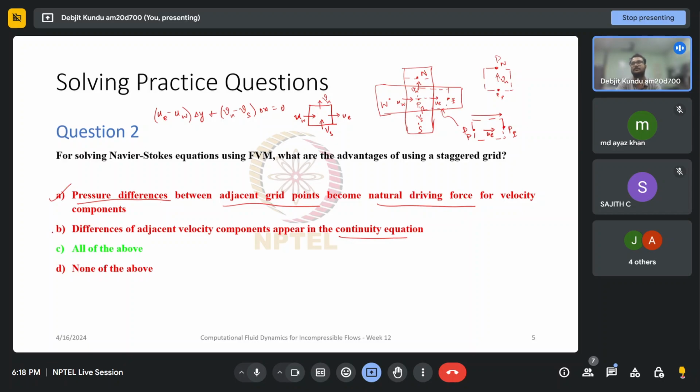So option B is also correct, and that's why the correct answer should be option C, that is all of the above, both A and B, and option D would be incorrect, none of the above. Right? Any questions on this? So these were the advantages of using a staggered grid. All right.